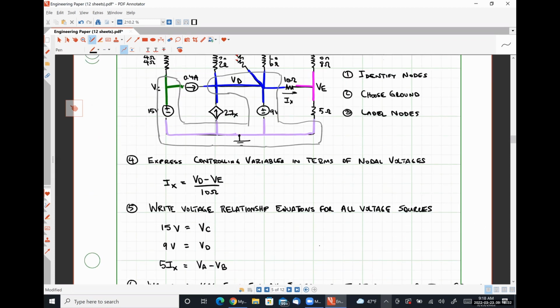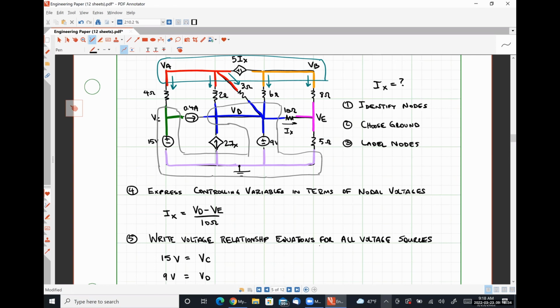So we have our KCL equation for supernode AB taken care of. We don't need to write a supernode equation for supernode VC, supernode C, D, and ground. So the only node that's left is E on the right-hand side. That's just going to be this guy plus this guy plus this guy.